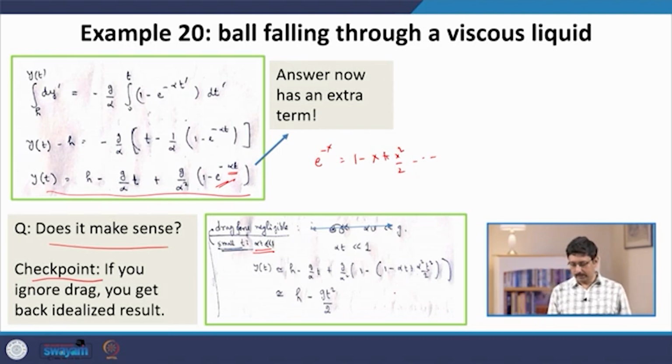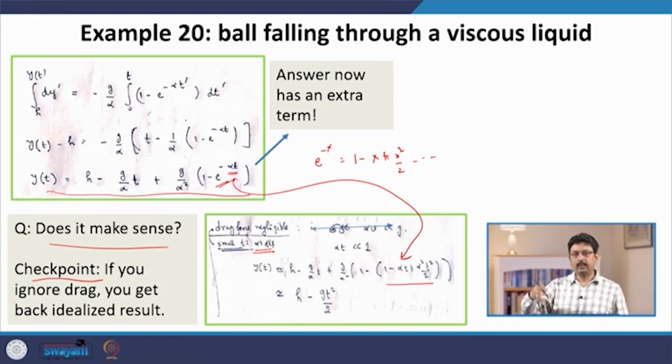So, I plug it in here. I chop this series, because higher and higher terms have higher and higher order of alpha t, and if alpha t is a number smaller than 1, then those numbers are smaller and smaller. So, I chop this series at the second term, and then if I simplify, I get this answer, h minus half g t square, which is your standard answer that you get in absence of any drag force. Then you have confidence in your answer.